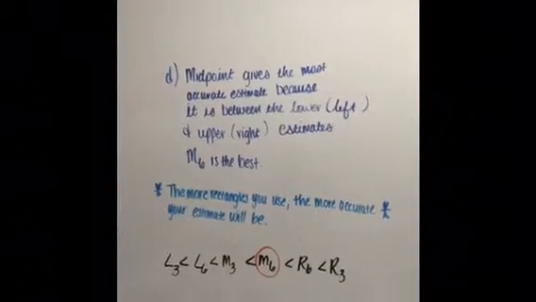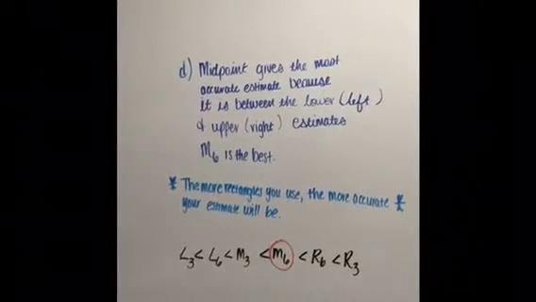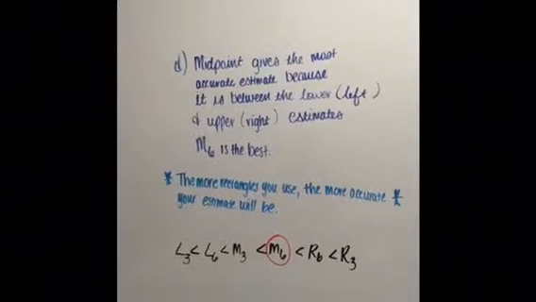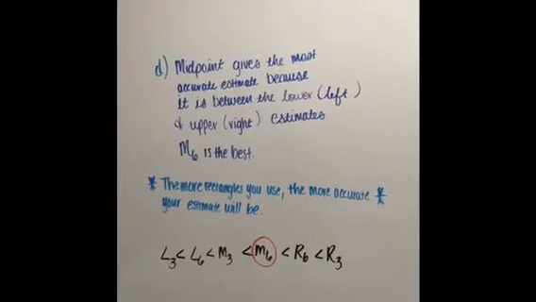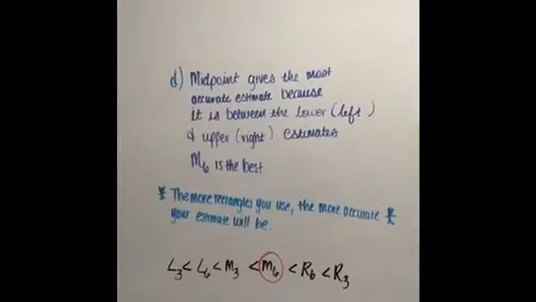So you want to have as many rectangles as you can. And here on the bottom you can see that L3 gives the least estimate, whereas R3 gives the most, and M6, midpoint 6, would give you the best estimate.